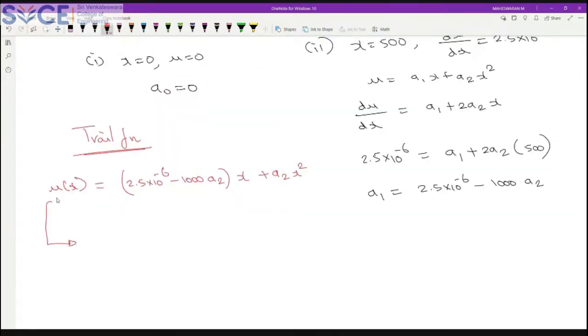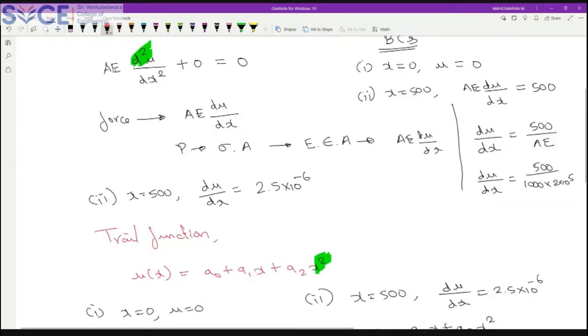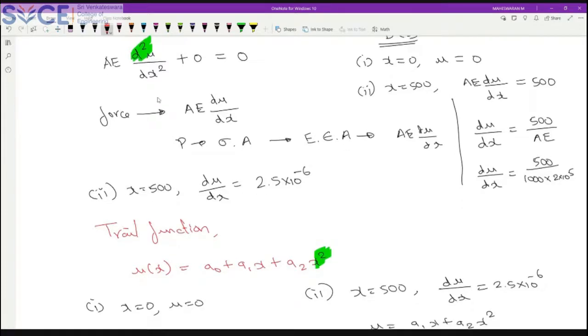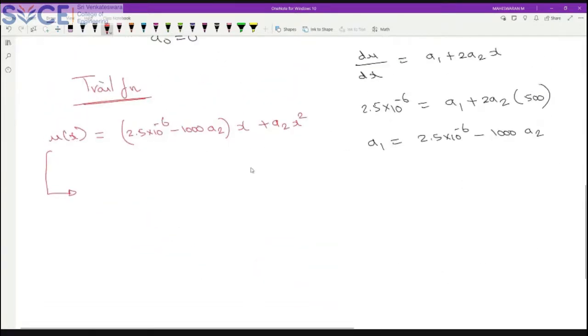This trial function I have to substitute in this differential equation, right? It is d square u by dx square. In that case, I have to differentiate this twice. So let me consider du by dx. When I put du by dx, you will get this entire term. Again, when I differentiate, it will become 0. So that's why I am eliminating that step.